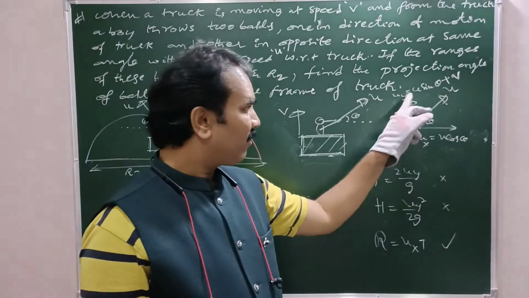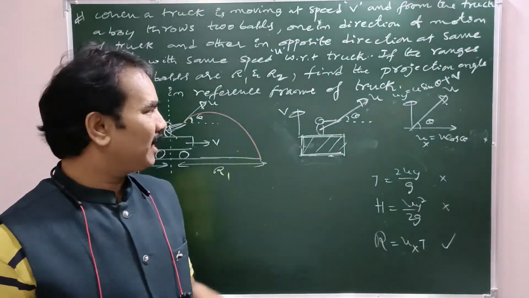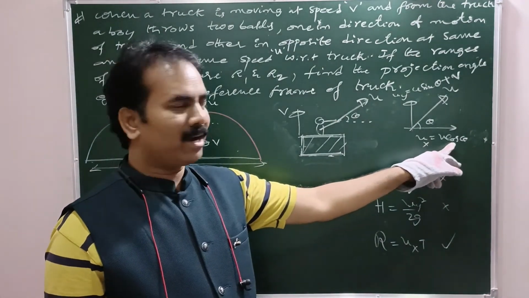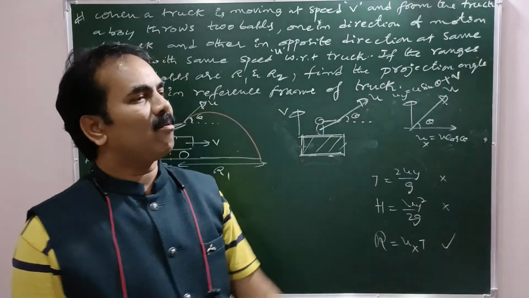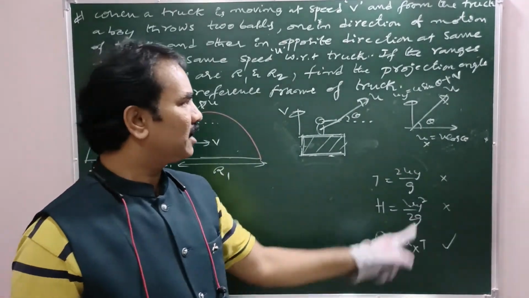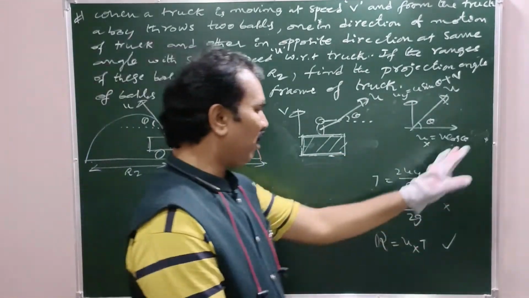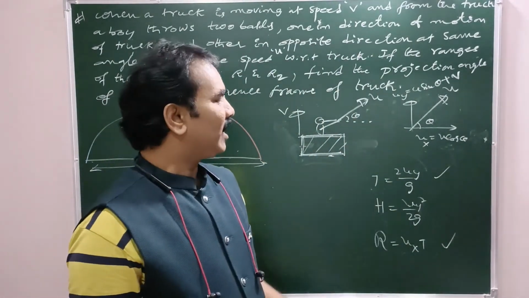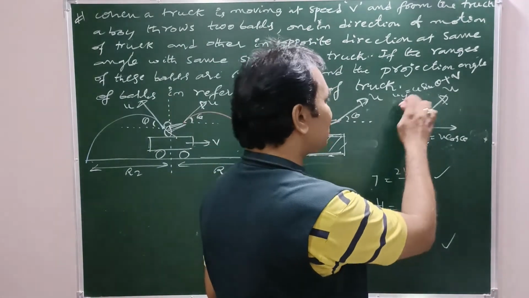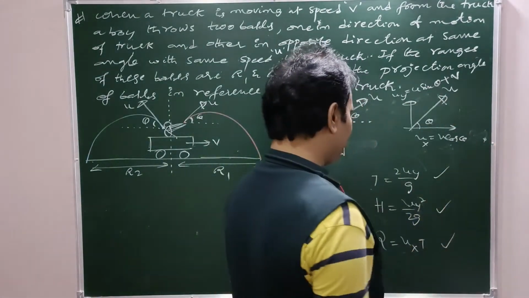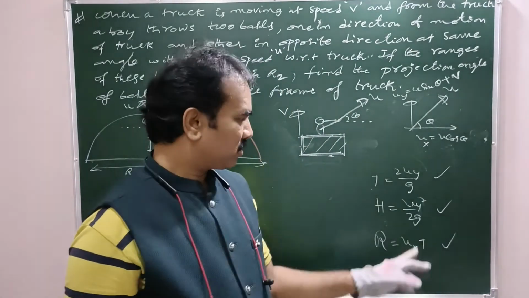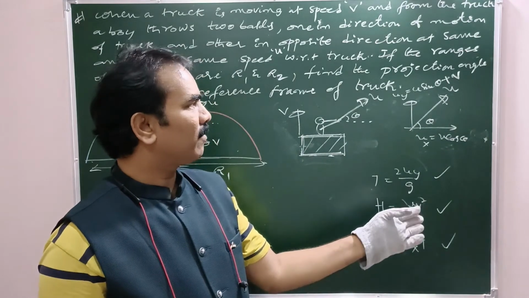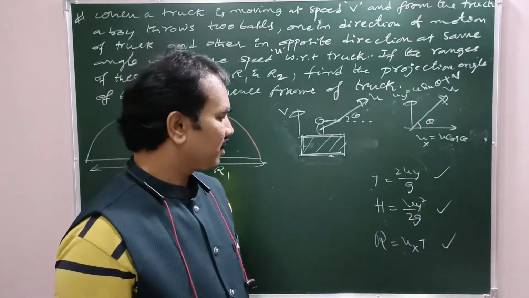So this time the vertical component is affected by the motion of the frame. There is no effect on the horizontal component, there is an effect on the vertical component. So what about time of flight? 2uy by g, where uy means u sin theta plus v. So time of flight is affected. Maximum height is uy square by 2g. Since uy changes, maximum height also changes. That is (u sin theta plus v) whole square by 2g.